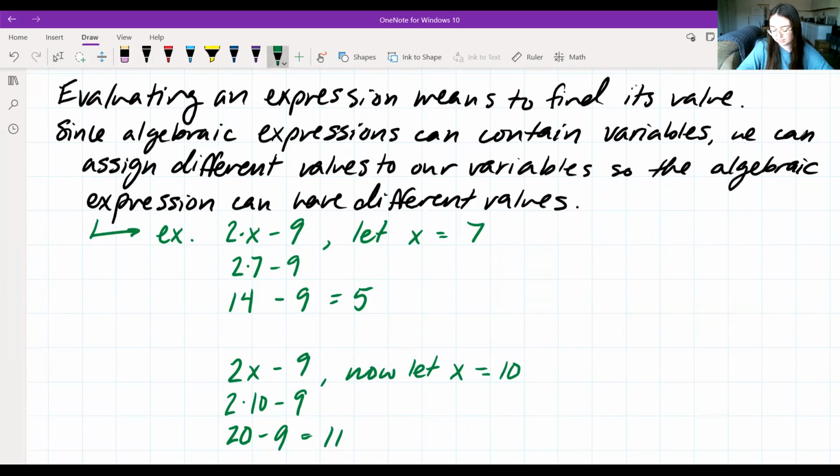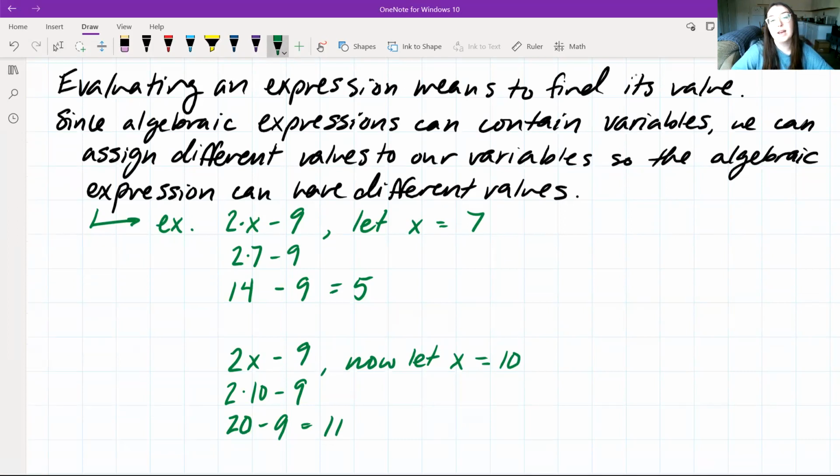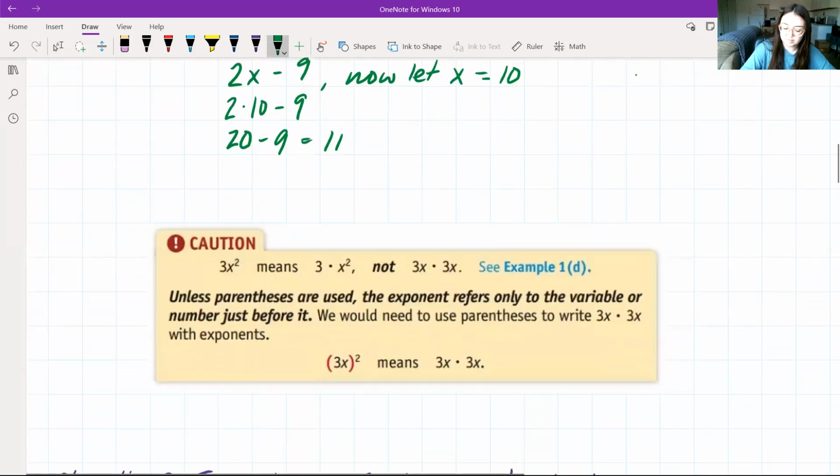Okay, 11. So we see here we have the same expression, but when plugging in different values of x, we get different overall values of our expression. Our expressions, when containing variables, depend on the value of the variable for their overall solution.